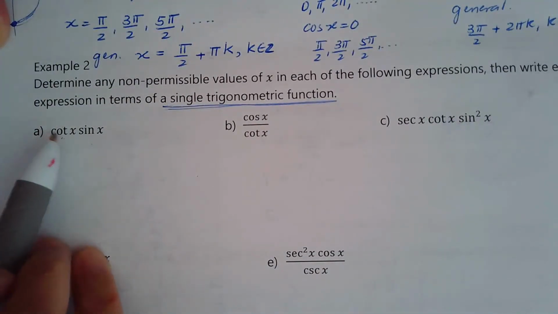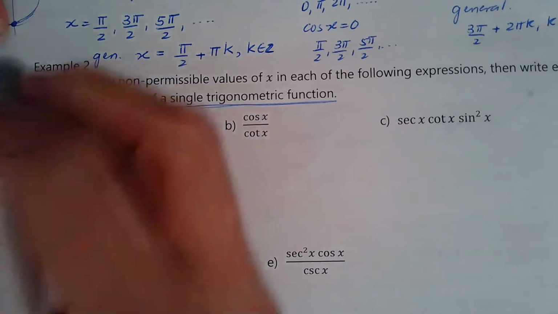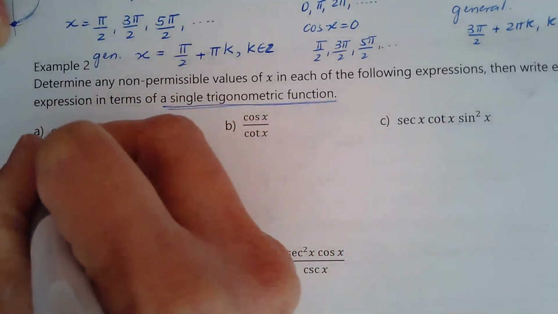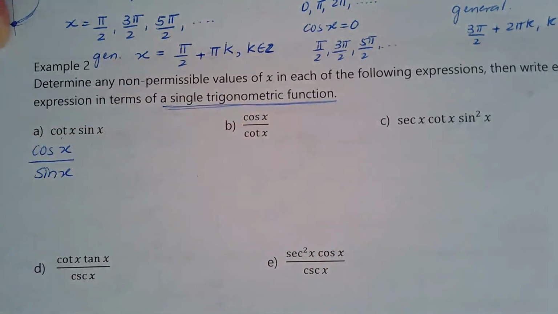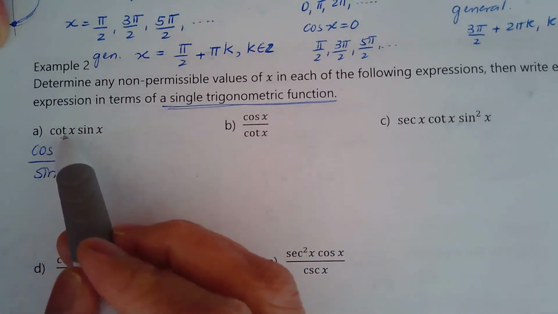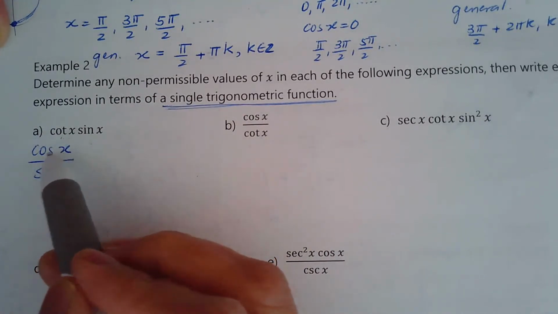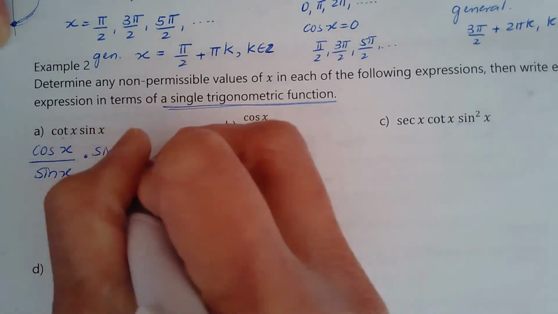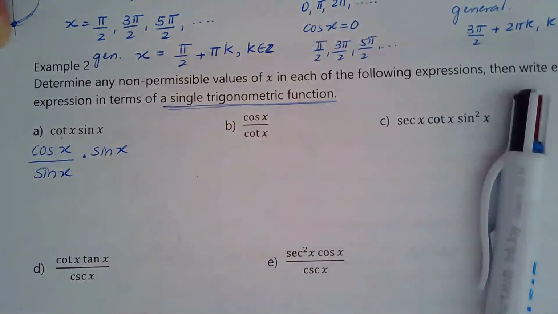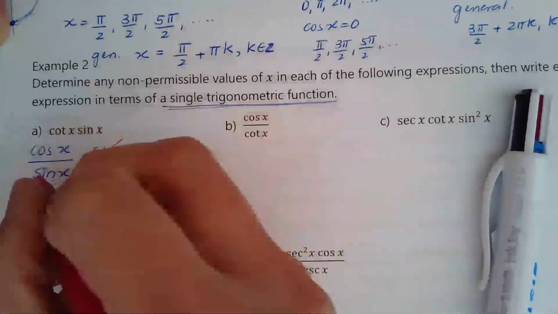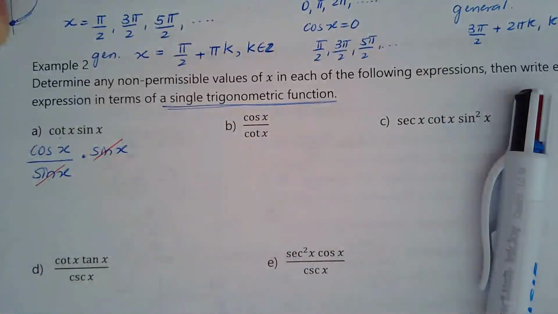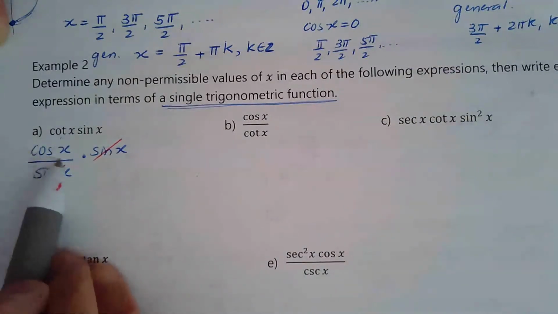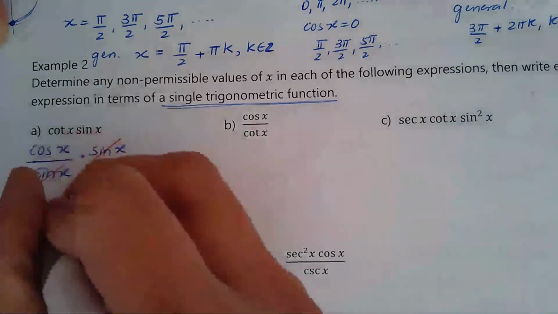Well, what's cotangent? We can write it as cosine of x divided by sine of x. So cotangent of x is equal to cos of x divided by sine of x, times sine of x. If that's the case, sine of x and sine of x cancel each other out. So now we are just down to a single trig function, and it's going to be just cosine.